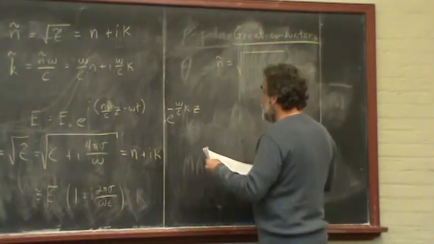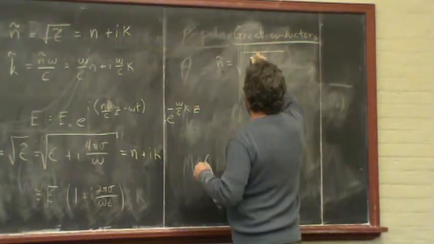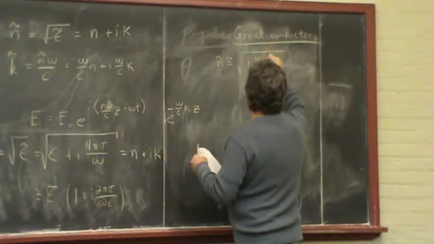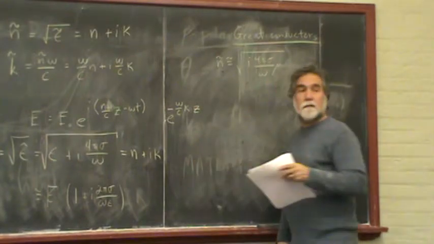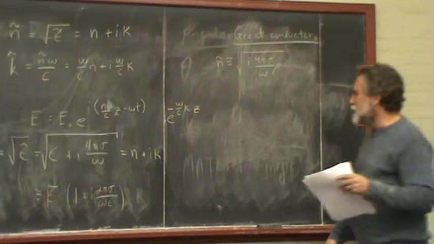And in that case then, complex index of refraction, just taking that, is approximately the square root of 4 pi sigma over omega mu. I seem to have lost a mu in here.